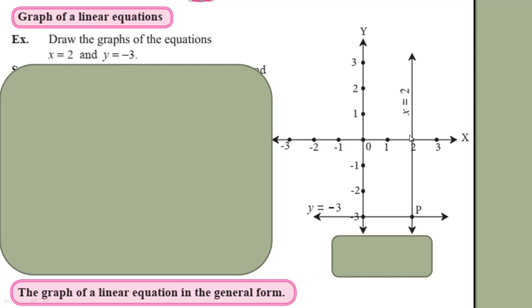Where is x equal to 2? It means the x coordinate for this line is 2 for every y. So we are drawing this line perpendicular to the x axis at 2 units. So we have drawn this line.